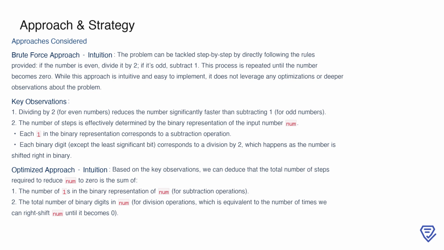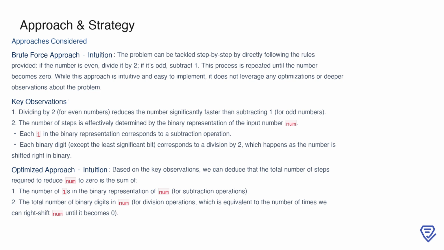To solve this problem, we start by considering a brute force approach, which involves directly following the rules outlined in the problem statement. If the number is even, we divide it by 2, if it's odd, we subtract 1. This process continues until the number is reduced to 0. While this method is straightforward and easy to implement, it does not take advantage of any deeper insights or optimizations that could make the solution more efficient.